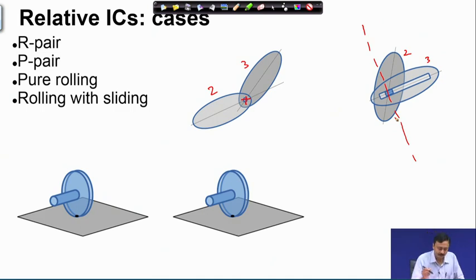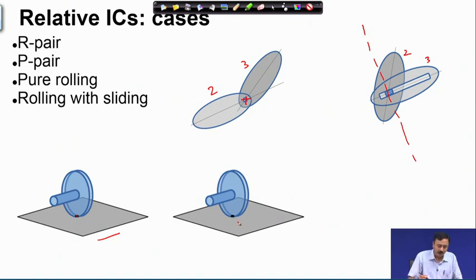The relative IC for a wheel which is in pure rolling, as I have shown here: the relative instantaneous center of rotation between the wheel and the ground is the point of contact itself, because we know that it is purely rolling, there is no slip. Therefore, the velocity of this point of contact is 0, and the ground also has velocity at that point as 0. So, the velocity is matched. So, this must be the relative instantaneous center of rotation between the wheel and the ground.